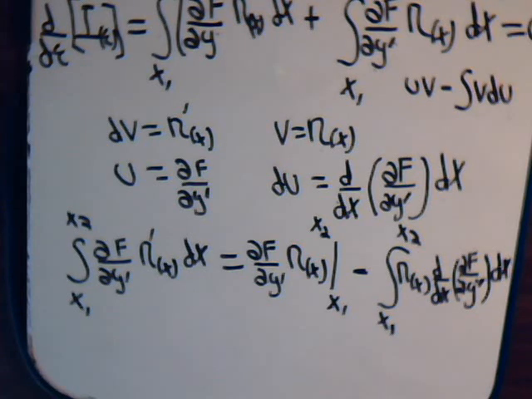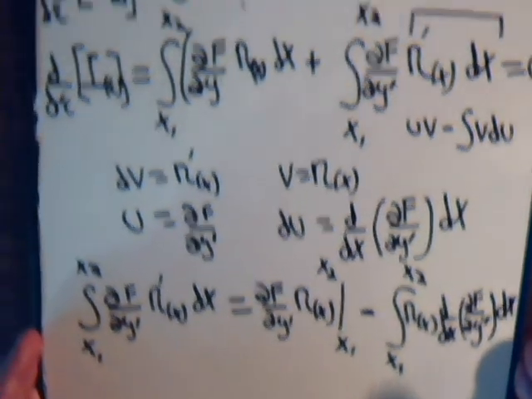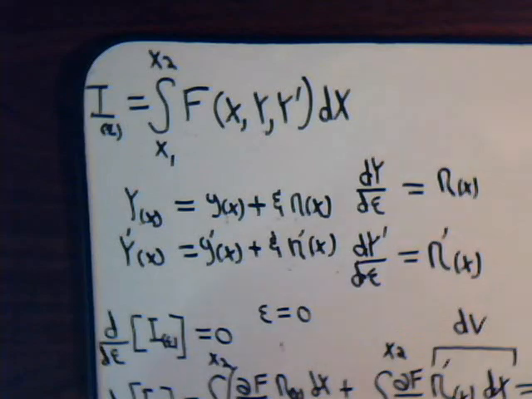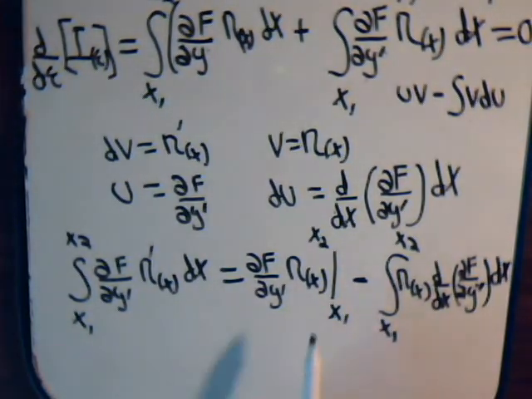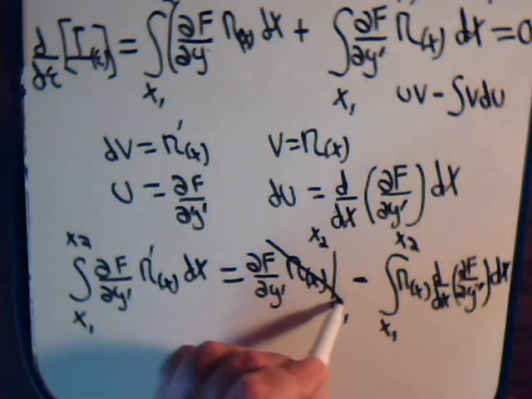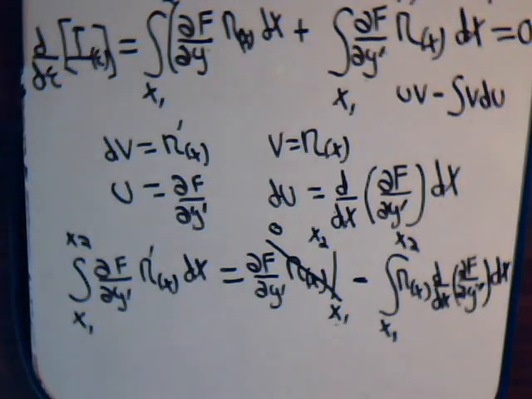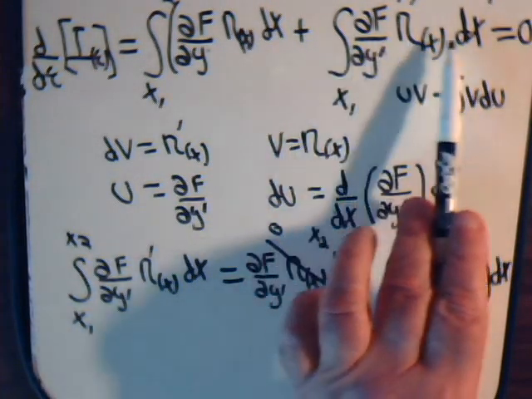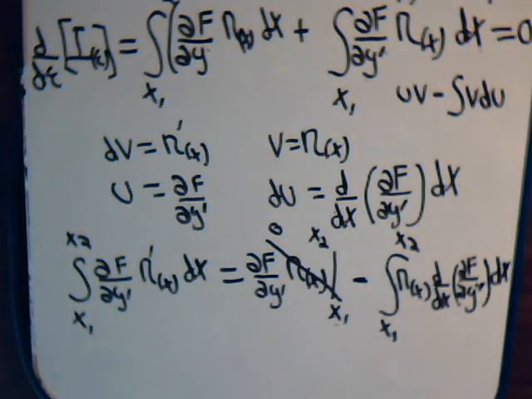Remember again from the first video when we introduced this arbitrary function nu of x, we said that nu of x was 0 at these endpoints. So here nu of x is 0 at these endpoints, so this first term is 0. So this integral right here ends up being this integral right here.